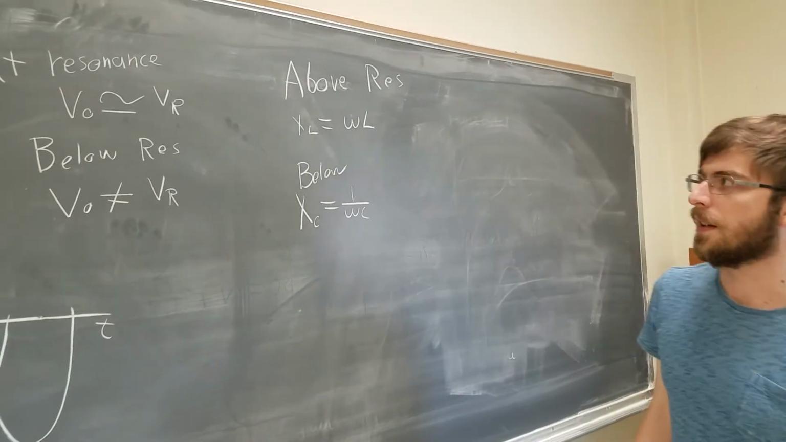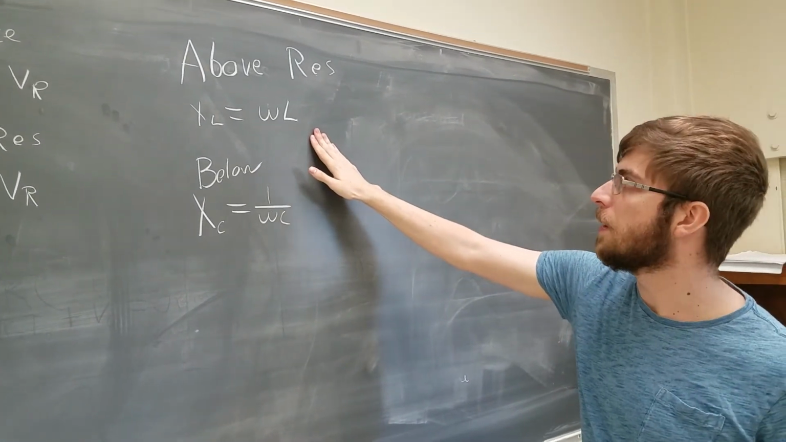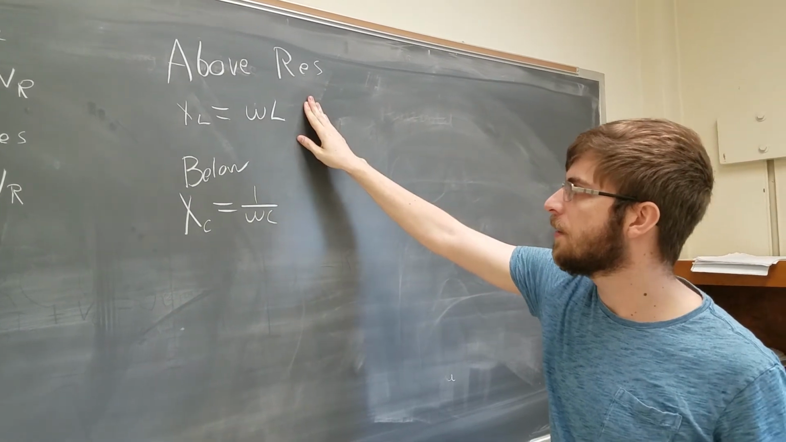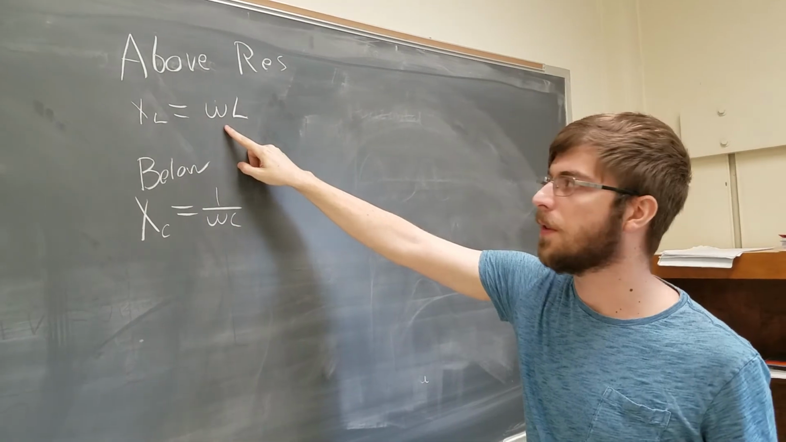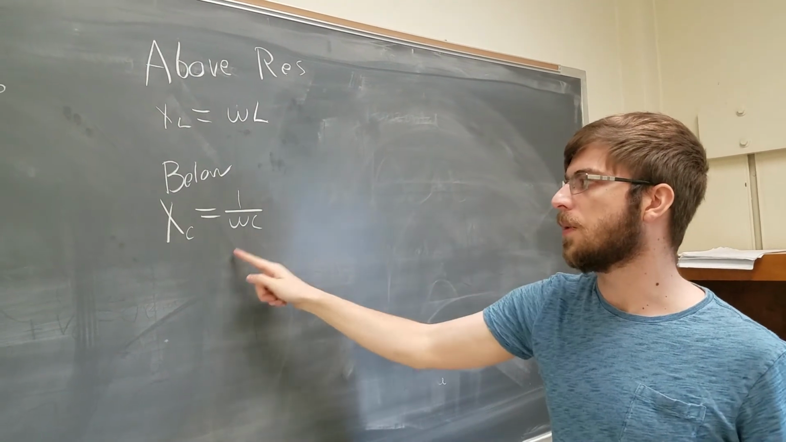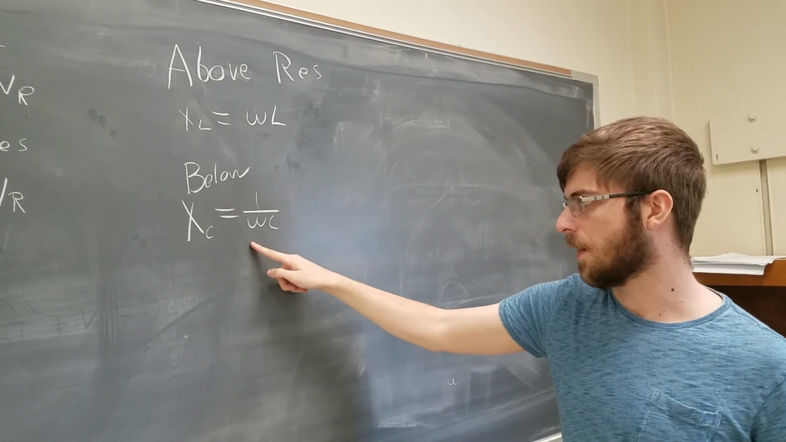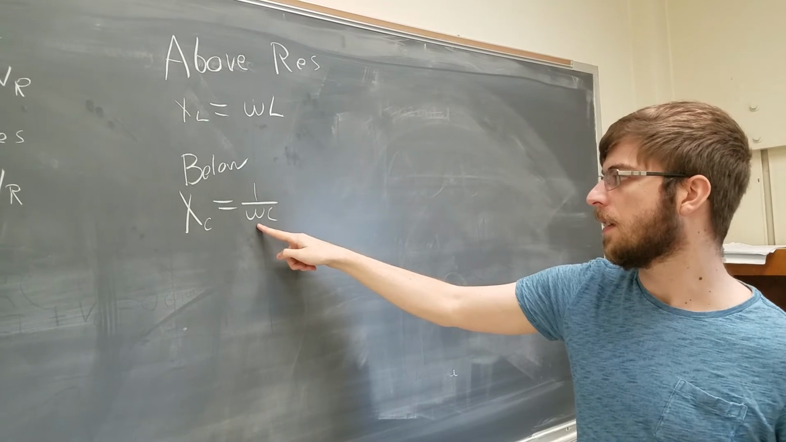It's important to note, since you'll be asked this in the book, that above resonance, because the inductor is directly proportional to frequency, the inductor will dominate. The opposite is true below resonance. Below resonance, the capacitor will dominate because it's inversely proportional to the frequency.